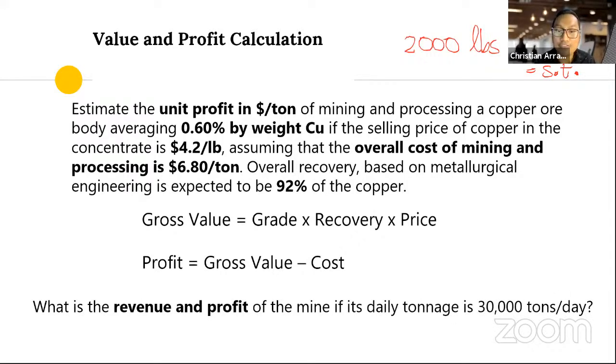Okay? So now, let's add another dimension to the problem. What is the revenue and profit of the mine if its daily tonnage is 30,000 short tons per day? Okay, so let's try to be realistic here. Many medium to small scale sized mines would actually have daily tonnage of their materials at around this amount. 30,000, 45,000, malaki na nga yun. So ginamit ko yung 30. So in a mine that mines 30,000 tons of rock per day, how much revenue and profit will they get?